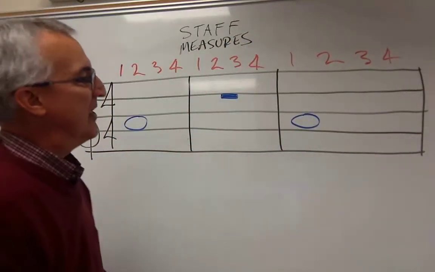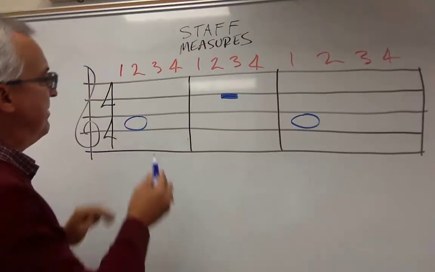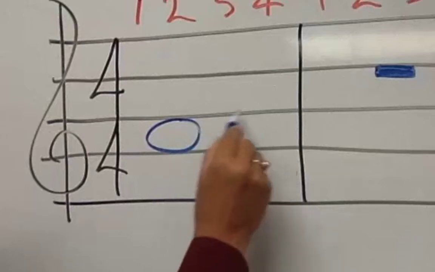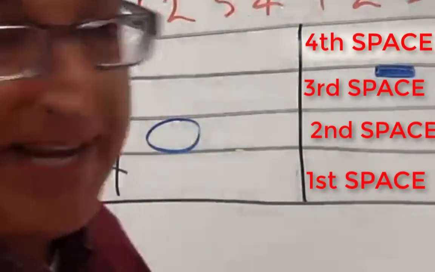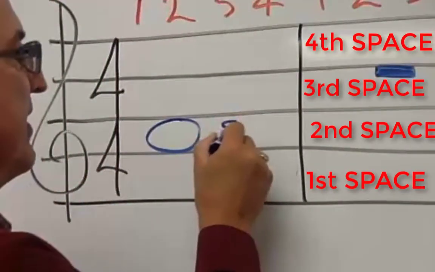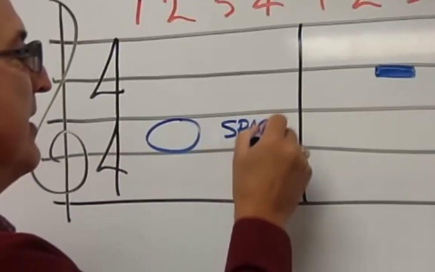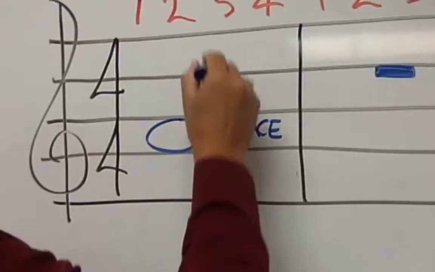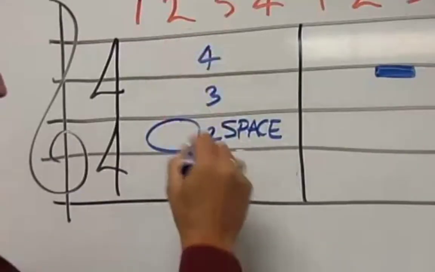The only other thing I wanted to show you is that sometimes notes are in between lines, like here's a line, and here's a line, and I put the note in between the lines, which we call a space. So this is an example of a space whole note. It's in the second space up, right? 1, 2, 3, 4. It's in the second space up.